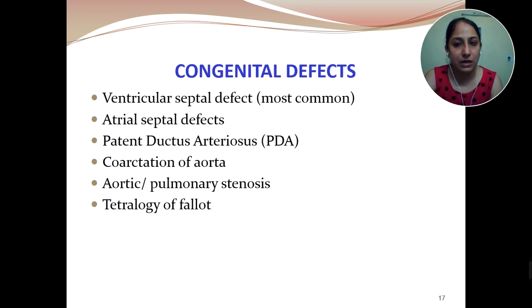Congenital defects include ventricular septal defect. This is the most common septal defect. This can come as an MCQ question. The other defects include atrial septal defects, patent ductus arteriosus, coarctation of aorta, aortic or pulmonary stenosis, and tetralogy of Fallot.